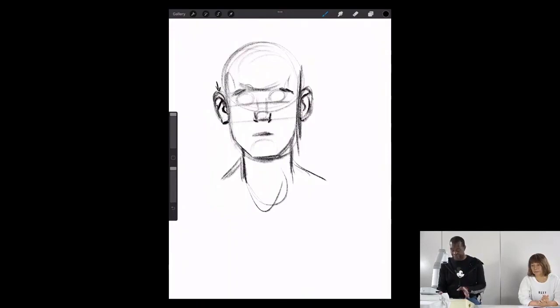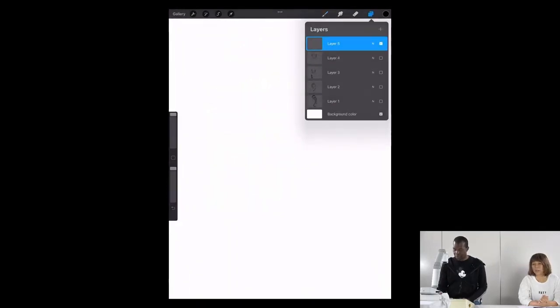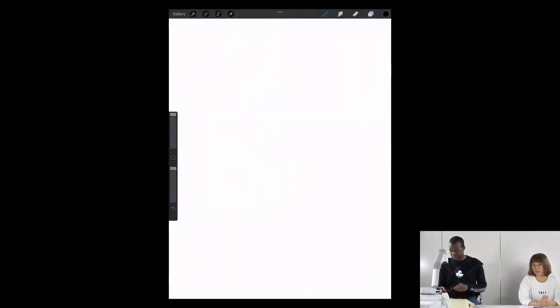Okay, so that's from a front view position. Okay, we did it from the back view, and we did it from the front. Now I'm going to do it from the side. Okay, so let me see.